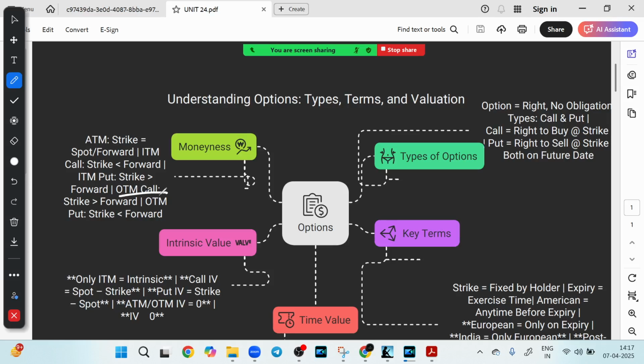And the last is called OTM, out of the money. In this case, if it is a call option, then the strike will be greater than the forward, and for a put option, the strike will be less than the forward. I have told a trick to remember this in our videos.